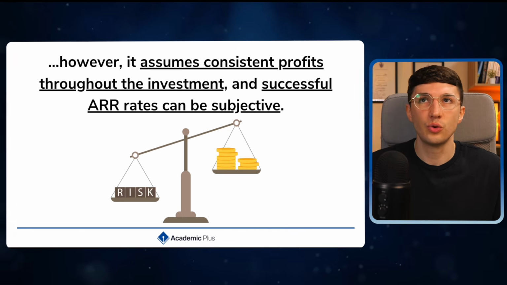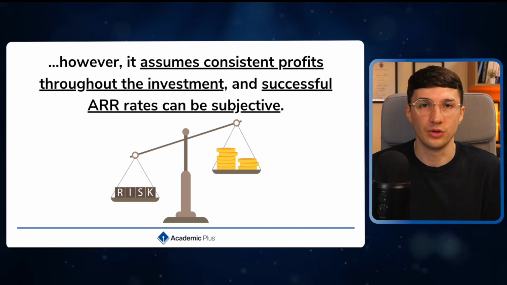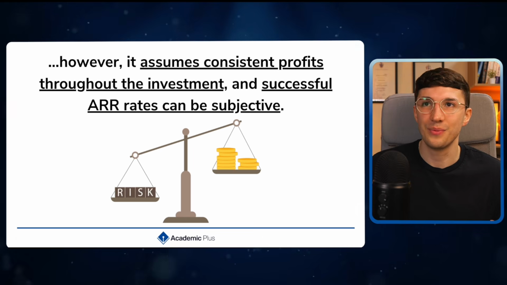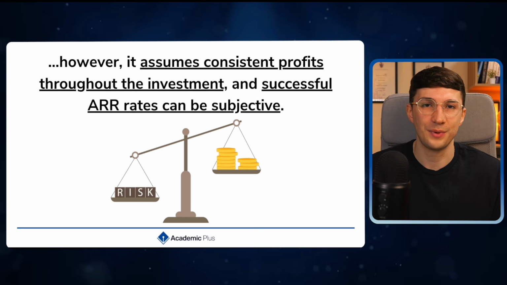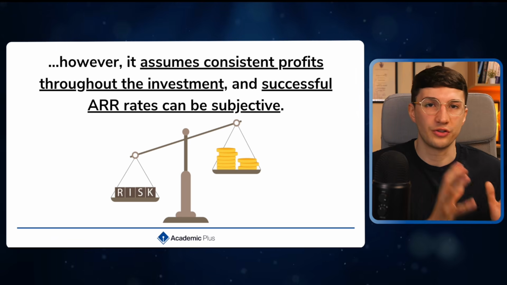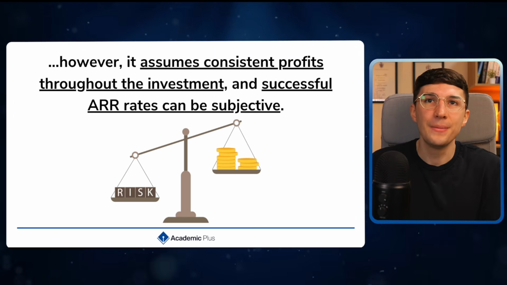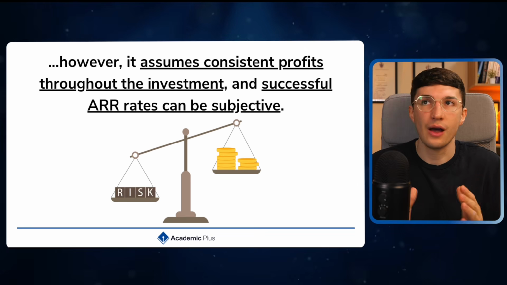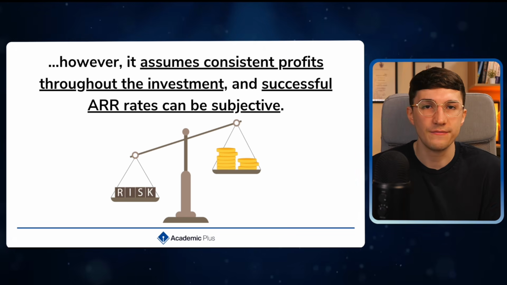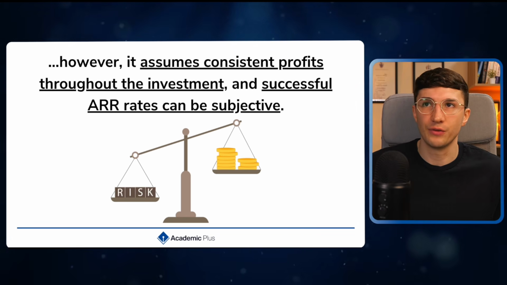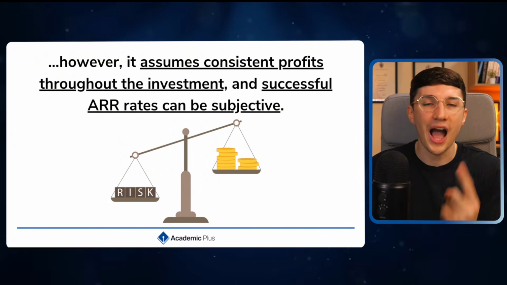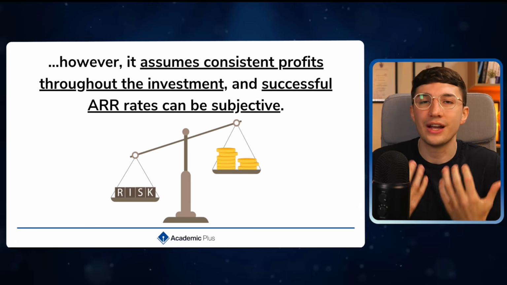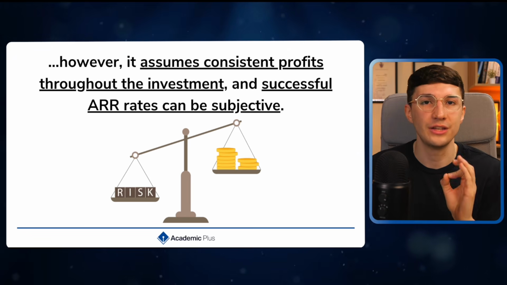And it's an amazing tool to compare different investments against each other. Because if I had project A with an ARR of 5%, project B with an ARR of 20%, of course I'm going to go with project B. But it can be subjective because if I'm just looking at whether to go forward with this one investment and I've got an average rate of return of 12.5%, well, is that good? I don't know. Whether the rate is successful or not can be subjective.